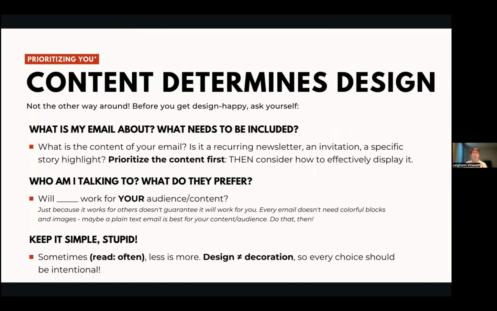First of all, what is this email about? What are you sending? What's going in there? Your content is going to determine a ton of different things. If it's a recurring newsletter, you're going to need a lot of different things in your email than an invitation or one story. So look at your content first and say, okay, I'm going to need a headline for this, and then a byline or a subhead or, you know, whatever.